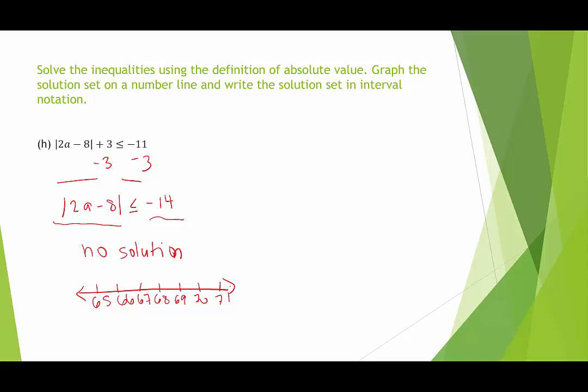But that's okay. And then to say it in interval notation, you have two choices. You can open up a set of braces and then put nothing in it, or you can use the empty set symbol, which is like a 0 with a slash through it. And that is absolute value inequalities.